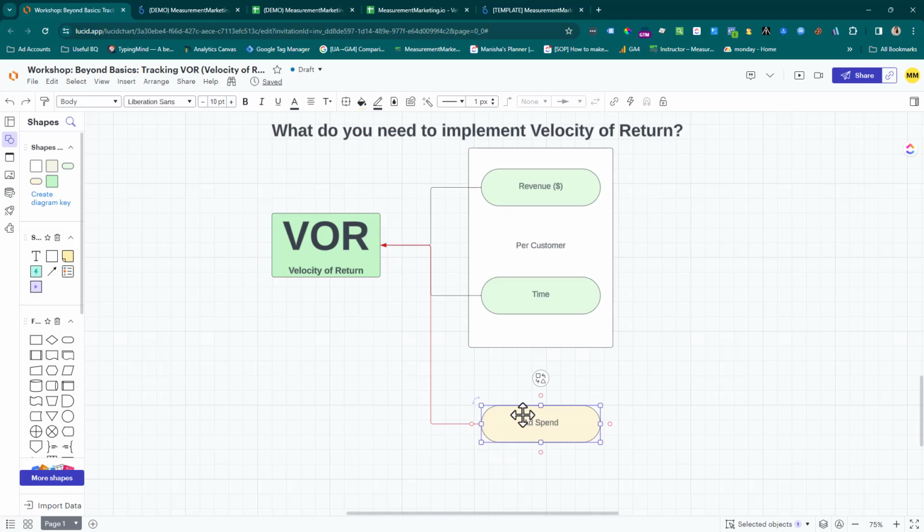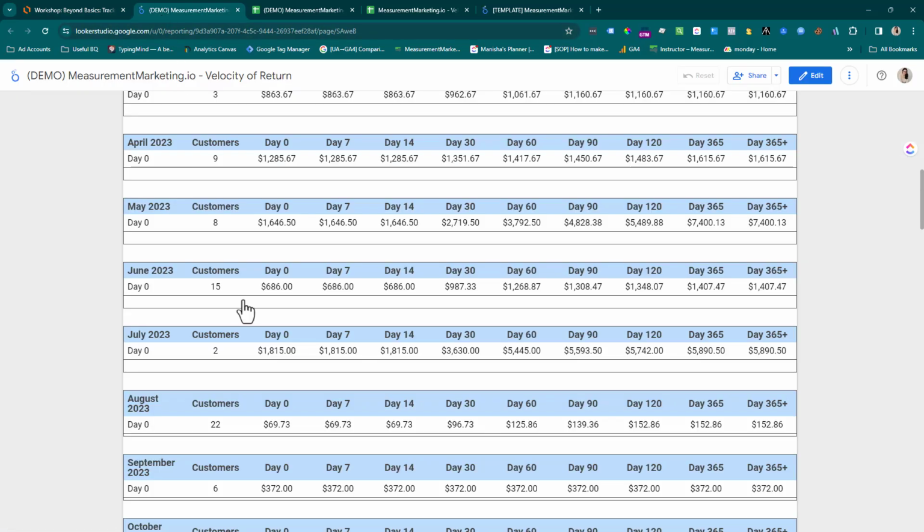Now, you must be wondering, well, how do you build the thing? And if you're an Academy member, you're like, what is she talking about that's coming out soon? Okay, so I'm going to show you first our velocity return. This is our velocity return report, our measuremarketing.io velocity return.